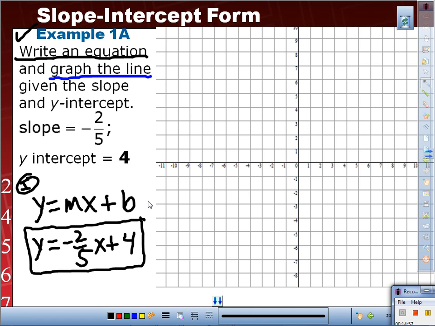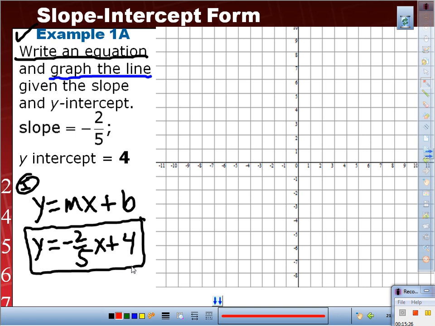Part two, I'm going to graph using this form, slope-intercept form. Now, so far, we've graphed using a table, yes? We've used the cover-up method. You guys remember that one? This is the third method, using the slope-intercept form. So pay attention. This is probably the easiest way of graphing to me. That's what I think. So here we go. Let's see if you agree with me.